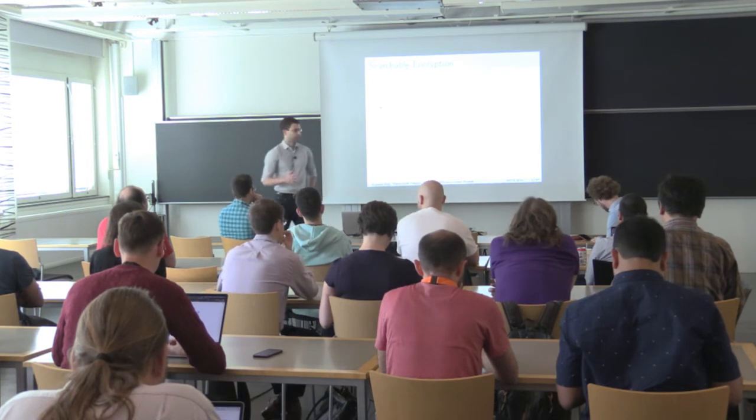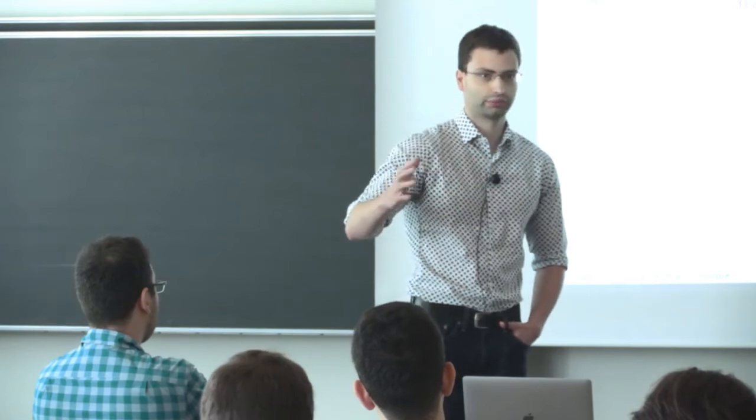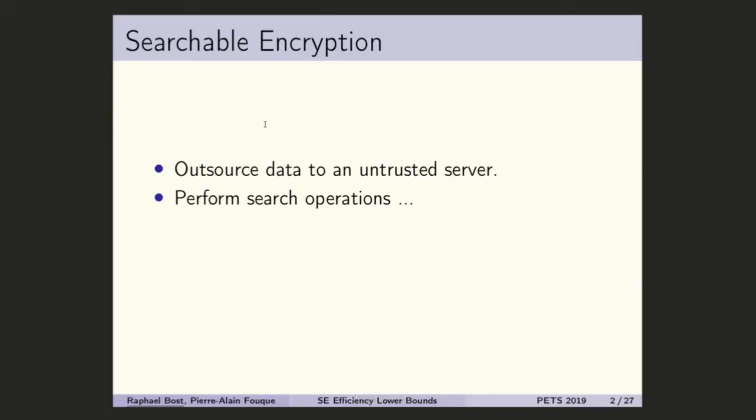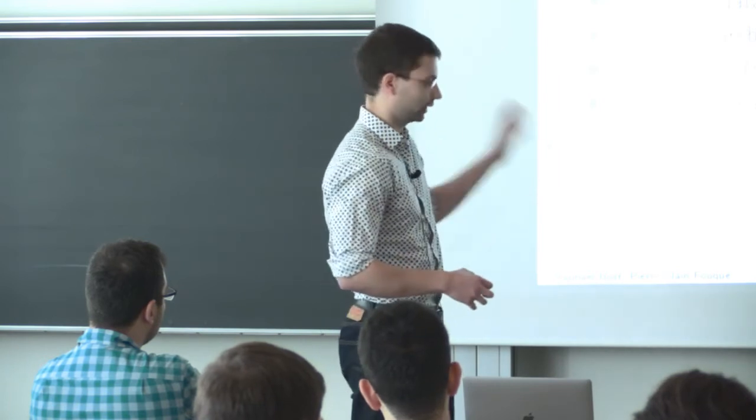So again, very quickly, what is searchable encryption? We want to outsource some data to some kind of untrusted server. We want to have some search capabilities, so we want these search operations to be fast. We really would like these operations to be made in a time that is sublinear in the size of the database itself. And to do so, we do allow some kind of linkage. We do allow some information to be learned by the server. And actually, all the security definitions are parameterized by this linkage.